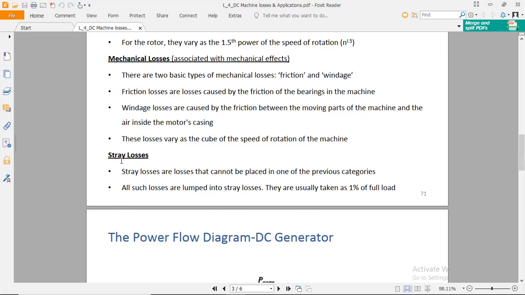In Urdu, we call stray bhatke hue. Bhatke hue means any kind of losses that cannot be counted in the mechanical aspect or the electrical aspect, but the efficiency is reduced due to some reasons. So we assume that these undeclared losses are called stray losses. Stray losses play a vital role, and they are counted as 1% of full load.